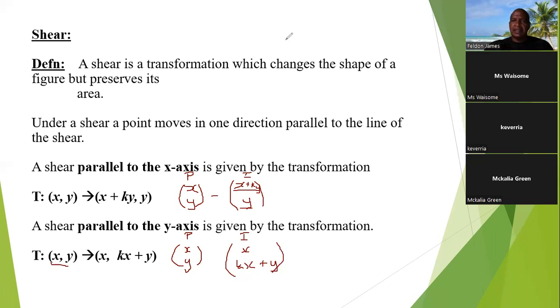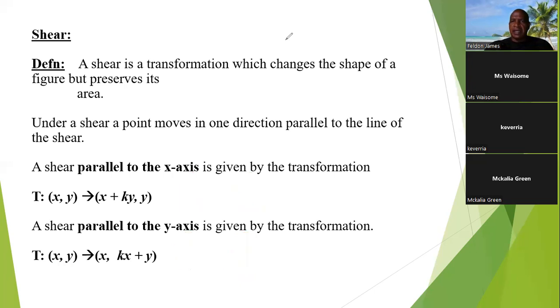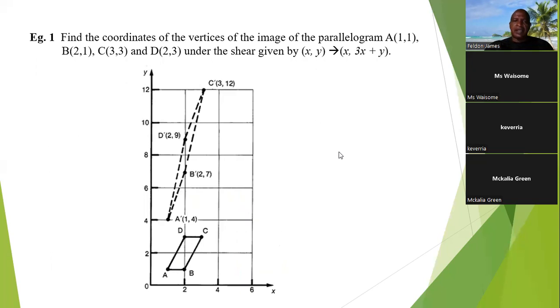Is that clear, guys? All right, so with that said, let us look at how the examples will look. Looking at this now, it says find the coordinates of the vertices of the image of the parallelogram. Now this is a shear. Could you tell me which axis this shear is parallel to? Is it parallel to the x-axis or the y-axis?